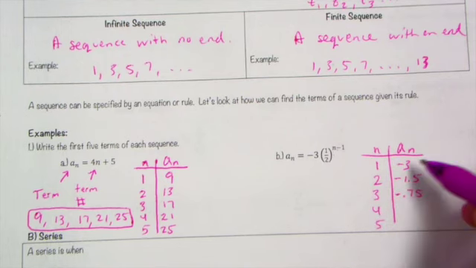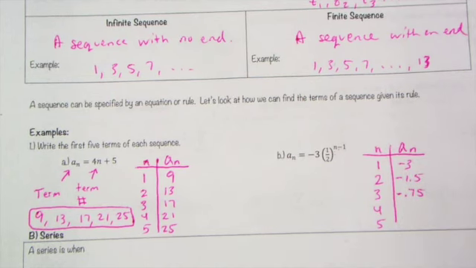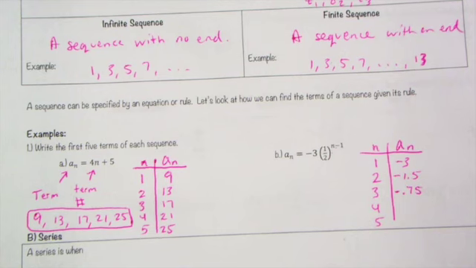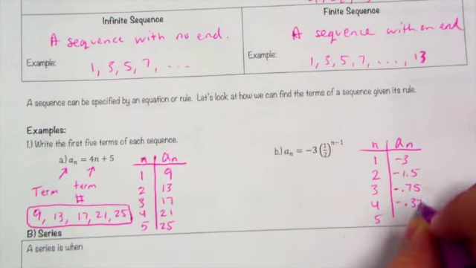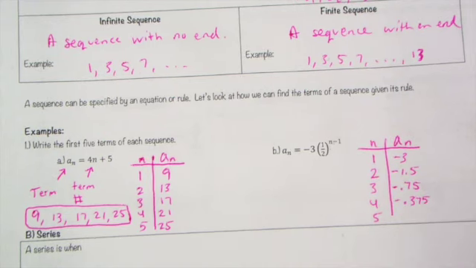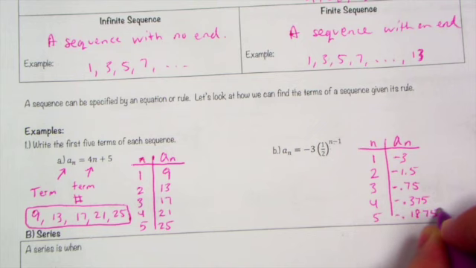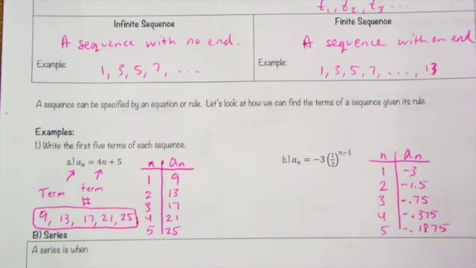And you can see the pattern happening here. It's being cut in half. So the next one's going to be negative 0.375, and the next one will be negative 0.1875. So it's just being cut in half.